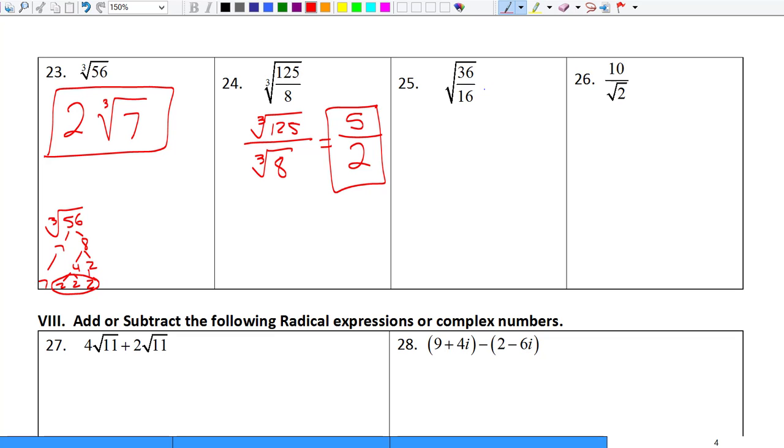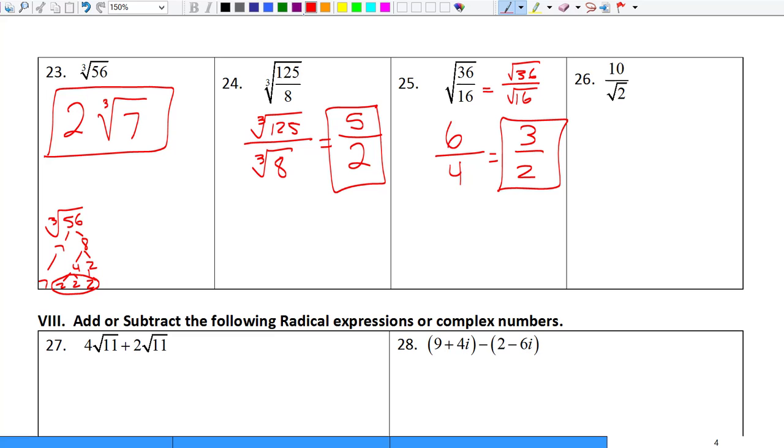Same thing here. We have the square root of 36 over the square root of 16. Both of those are perfect squares, so the square root of 36 is 6, the square root of 16 is 4, which reduces to 3/2. Again, they look hard, but they're not that bad.